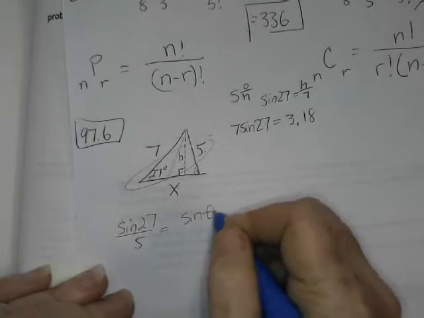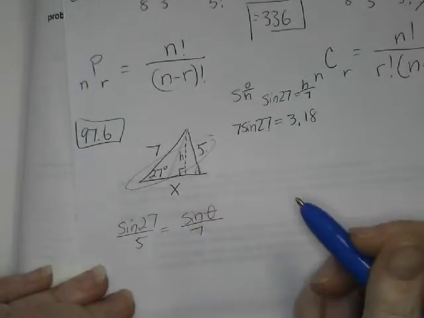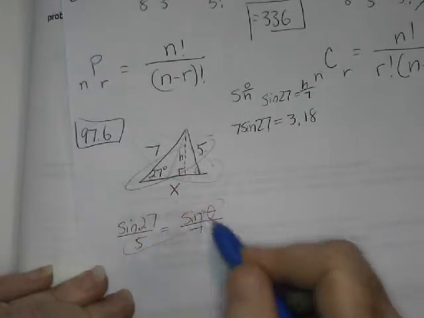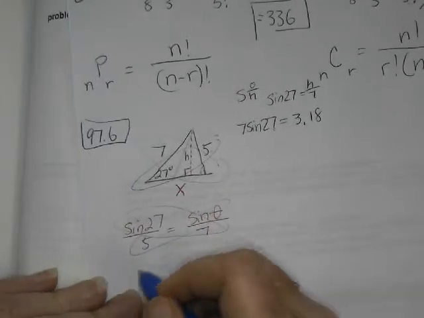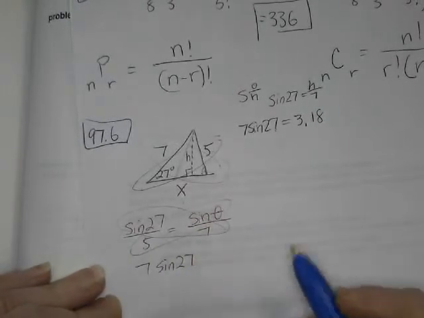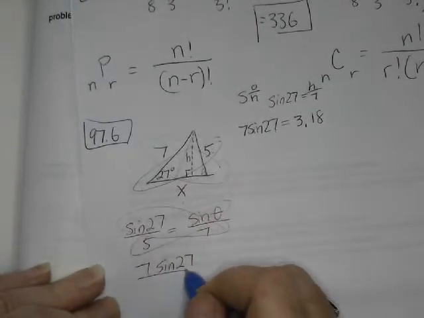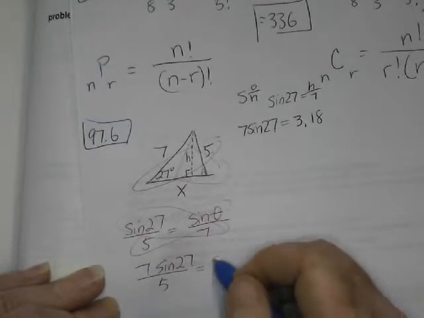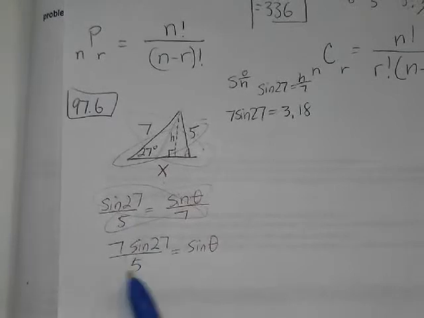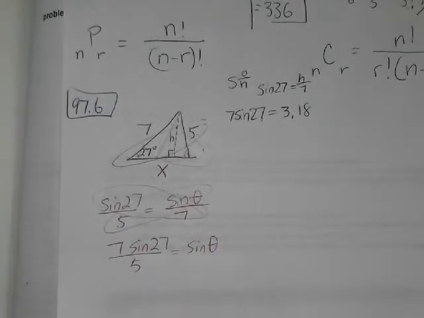Sine of theta is to 7. Okay, so that's a pair. So the cross product says 7 sine of 27 over 5 is sine of theta. So all I have to do is inverse sine both sides to find theta. So let's see if I can do this.